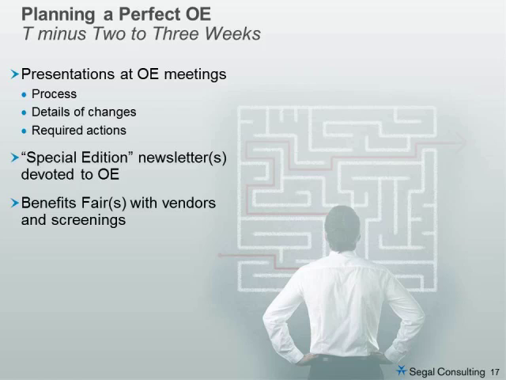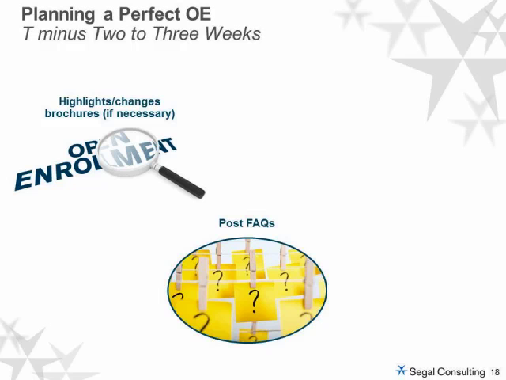You may want to develop a special edition newsletter that's completely devoted to open enrollment. If you have a benefits fair, make sure you invite all of your vendors so that they can share all of their information, and you may want to conduct biometric screenings to help all of your folks with their wellness issues. Highlights or changes brochures are a possibility, and what's most important perhaps is frequently asked questions.